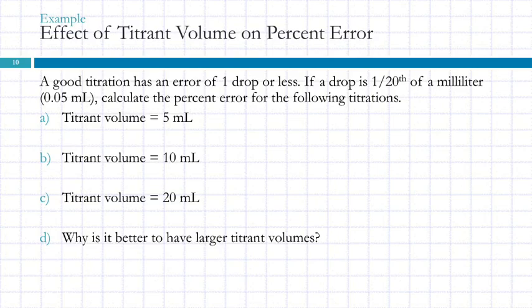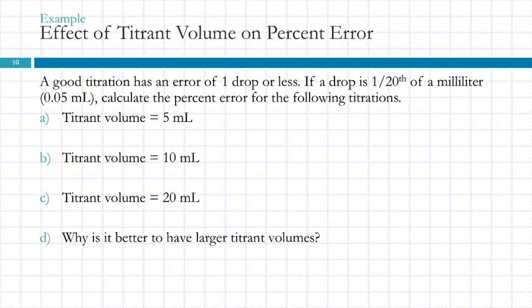So let's look at the effect of titrant volume on percent error. A good titration will have an error of 1 drop or less. A drop is about 1/20th of a milliliter, or 0.05 milliliters. So we could calculate the percent error for these titrations using different volumes of titrant.